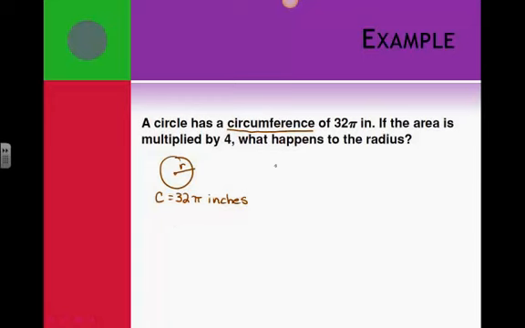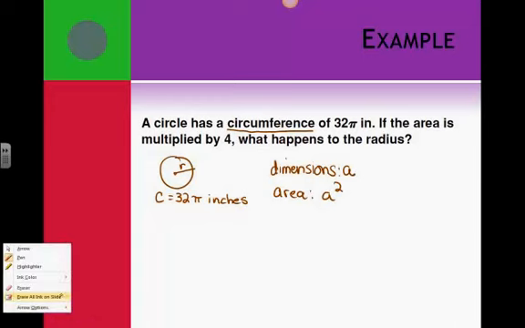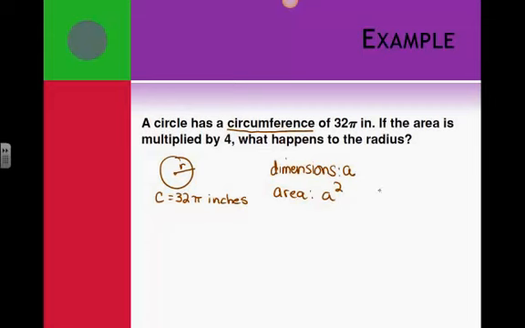Well, we just said that there is a relationship that if the dimensions change by a factor of a, then the area changes by a factor of a squared. So here they're telling us that the area changed by a factor of 4. So a squared is 4. Then that means the dimension had to change by a factor of a, which would be 2. So the radius would change by a factor of 2.